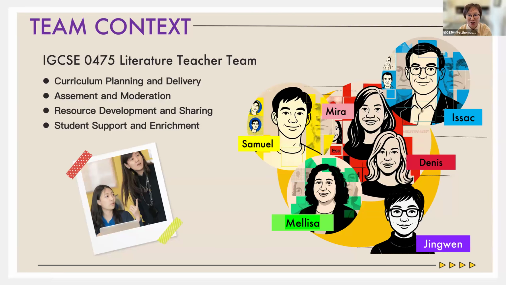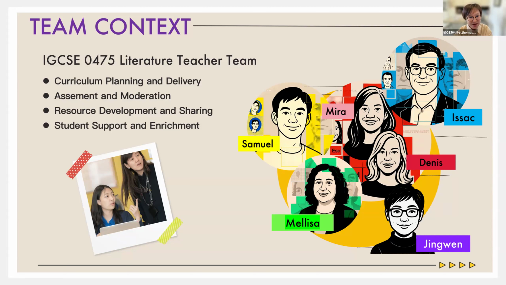Okay, let me introduce my team. I am the course coordinator of the IGCSE 0475 English Literature Program, and I have the privilege of leading a dedicated team of teachers. Our primary role is to collaborate on course planning, align our course assessment, and develop resources, all to provide a seamless and enriching learning experience for our students.